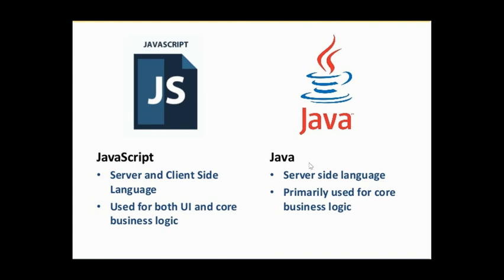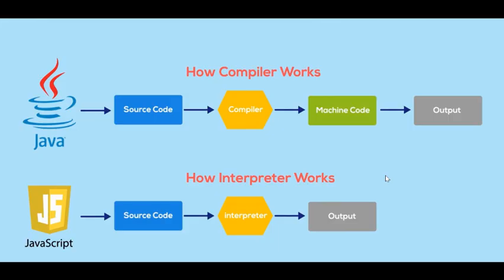Java is a server side language. Java basically has nothing to do with the client side. Using Java, you cannot make your web pages look good. It is primarily used for core business logic. So, as we know, Java and JavaScript are very different languages.